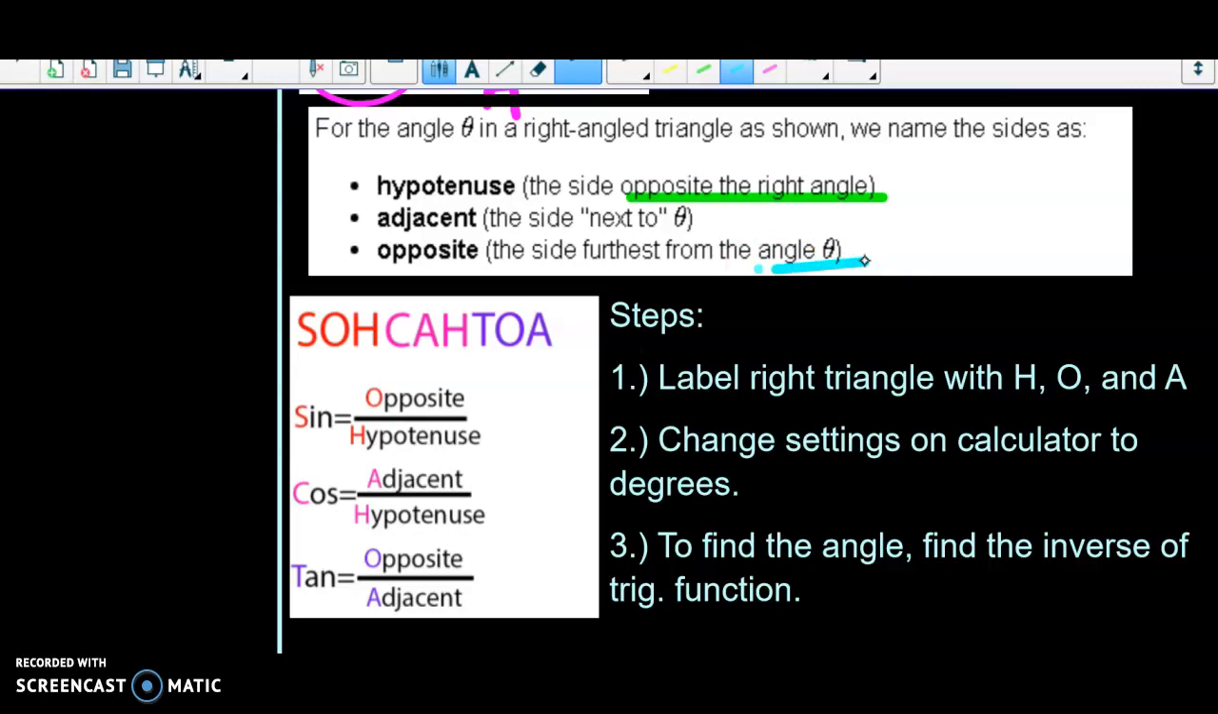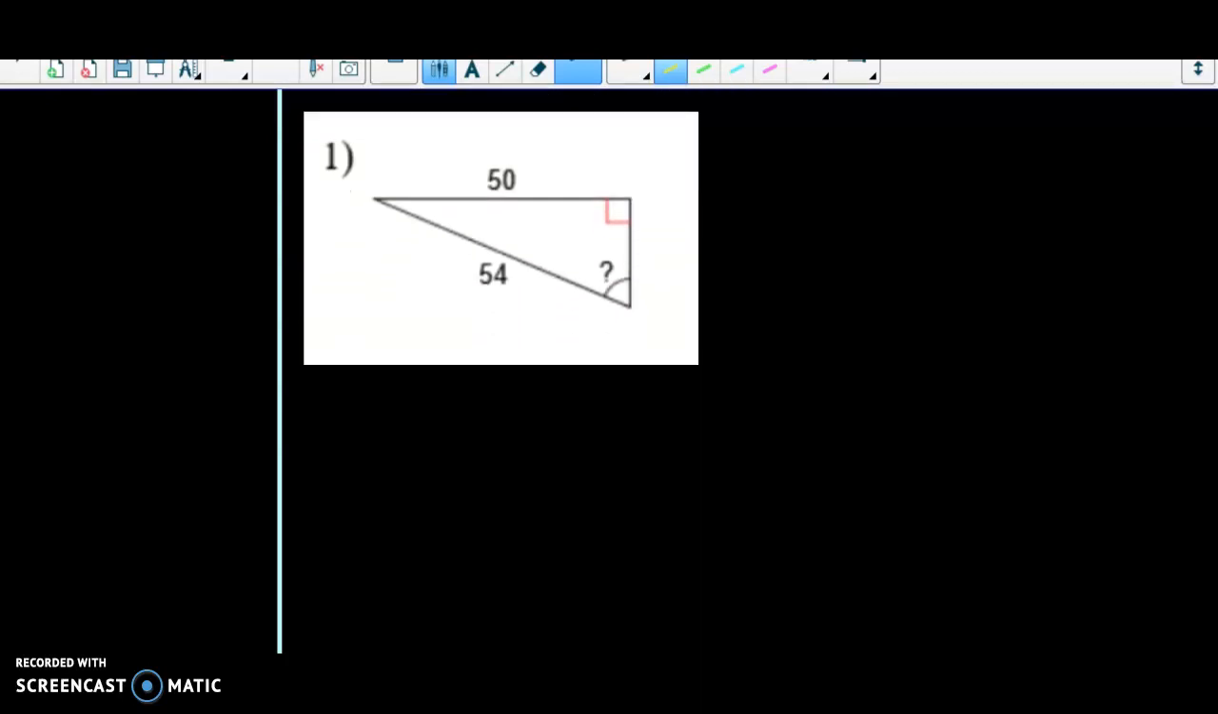And then to review our trig functions, remember we have this acronym that we use called SOHCAHTOA. Sine is equal to opposite over hypotenuse, cosine is equal to adjacent over hypotenuse, and tangent equals opposite over adjacent. So the first thing you want to do to be able to solve these problems is label your right triangle with H for hypotenuse, O for opposite, and A for adjacent. You're going to change your settings on your calculator to degrees, and I will show you again how to do that in Desmos. And then you're going to find the angle by finding the inverse of the trig functions. We did this a little bit in the last unit.